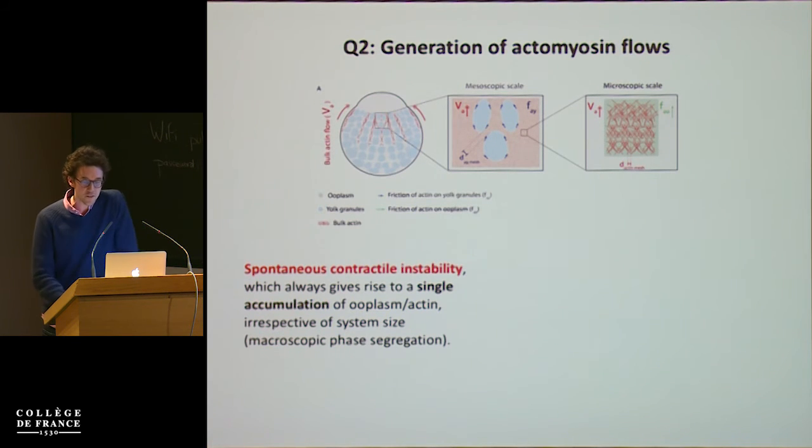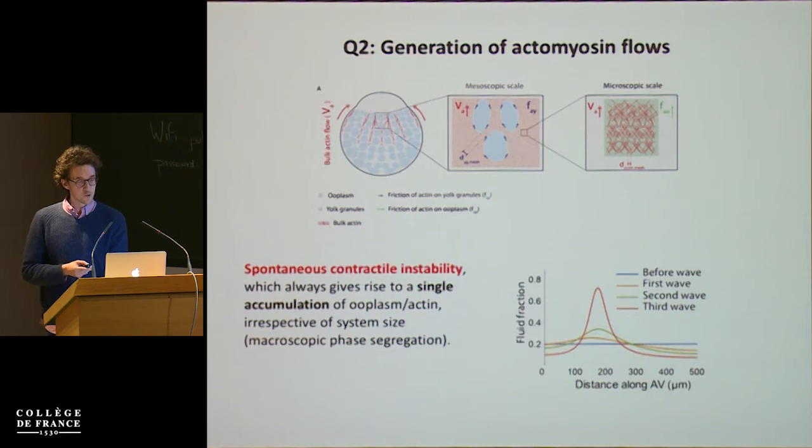And actually, one of the interesting things that comes up from the interaction of granules and water is that you end up with a phase segregation which is always macroscopic, which is that you always end up with a single pattern, with a single accumulation of actin and fluid on one side. And so you can start, for instance, from very low noise, and you can input waves of contractility, and what you get is after each wave, you accumulate more and more actin and fluid, and that's irrespective of system size. You're always going to get a single accumulation of fluid and actin in this kind of model.